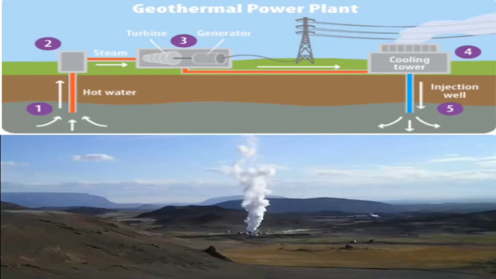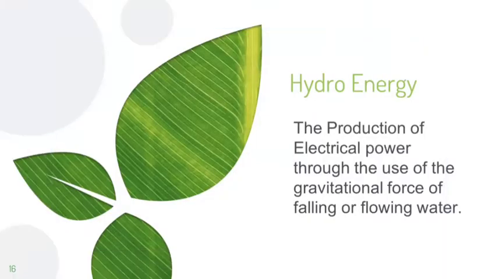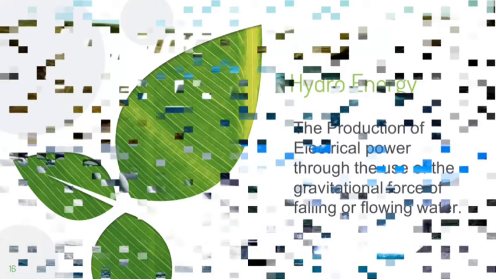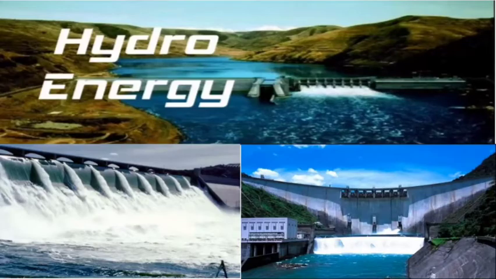Hydroelectricity. The production of power through the use of gravitational force of falling water is known as hydroenergy or hydroelectricity. It is usually used in the form of renewable energy. It is produced through the hydroelectric power plants.